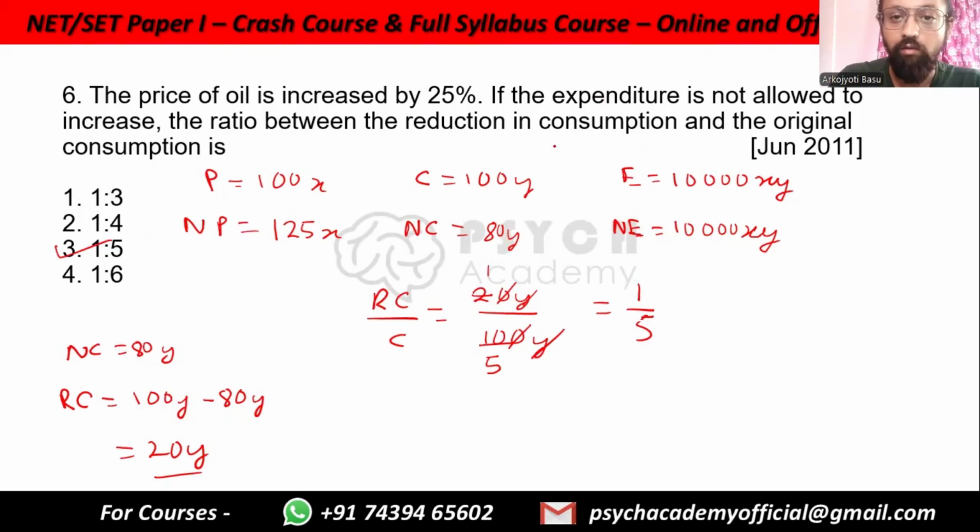So this is where it is. When you see they have asked that expenditure is not allowed to increase, it means that the expenditure remains the same. This is the part that we have to figure out. Everything else is simple.